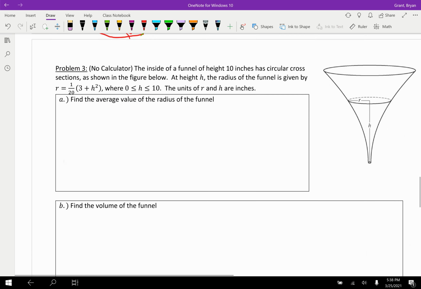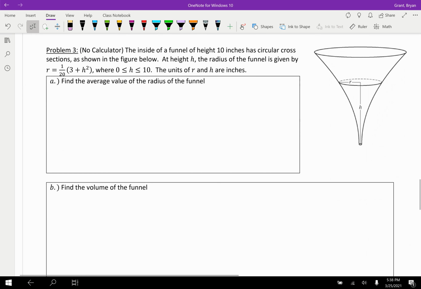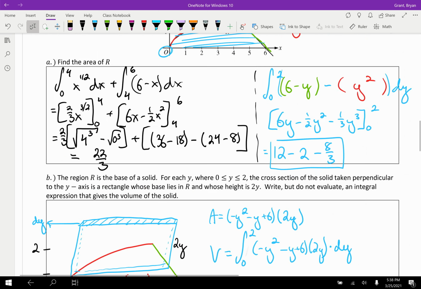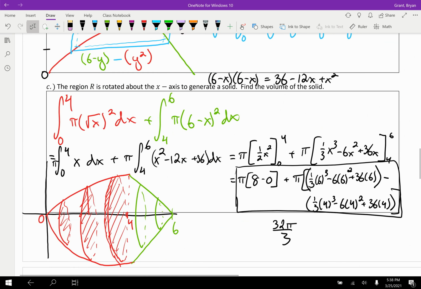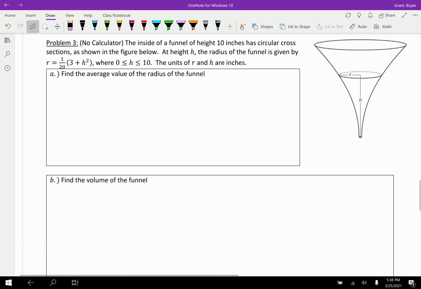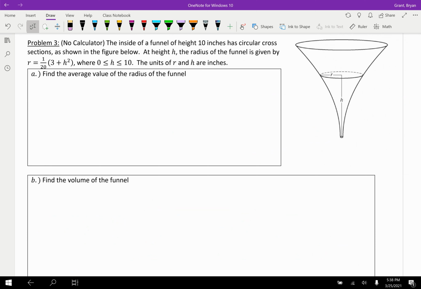All right, last problem. Lately, they've been trying to throw some kind of curveballs with volume at you. Traditionally, it's been very similar to the ones we've seen so far. It's find area, find volume one way, find volume another way. Lately, though, well, let's look at problem 3, the funnel problem. Everyone's favorite. No calculator.